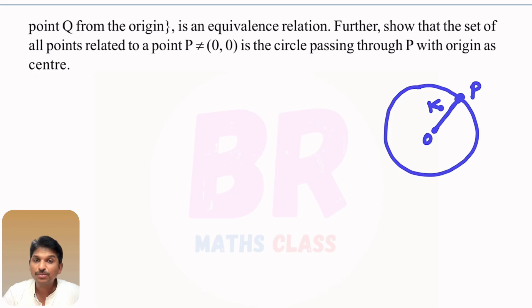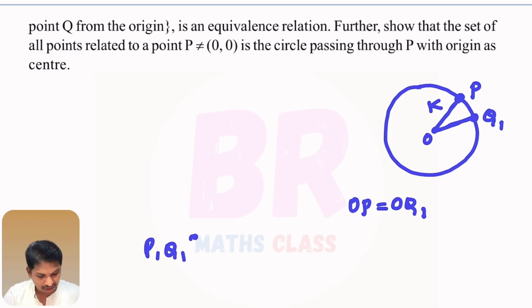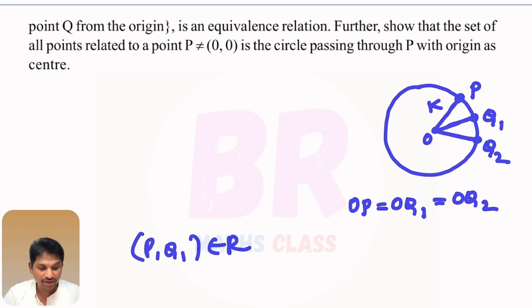From the definition of a circle, if you take any point, suppose I'll take this as Q1, Q1 is a point on the same circle. What is OQ1? Is OP the same as OQ1? Yes, because it is a circle, right? And here P, Q1 belongs to the relation. If I take another point Q2, what is OQ2? OQ2 is also K, because it is a circle and this is the radius.